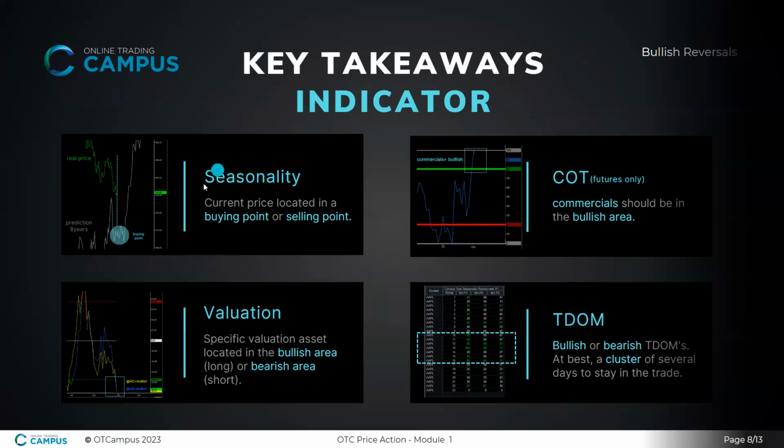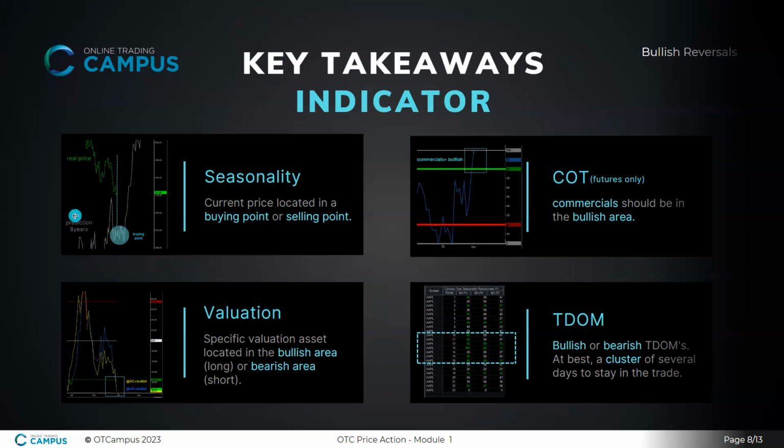Let's start with the seasonality. Again, the hammer candle is still a bullish reversal. We only want to buy, okay? The seasonality here means, look at the screenshot here, this is the seasonality chart. The green line chart is the real price. And the gray line chart is this OTC seasonality chart.